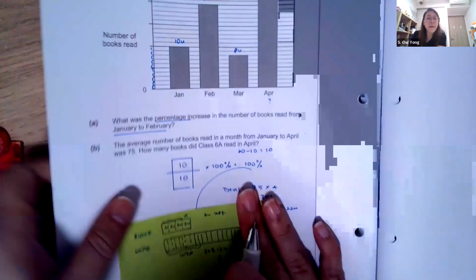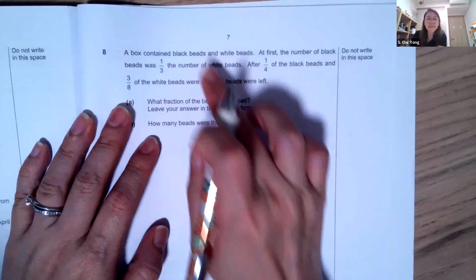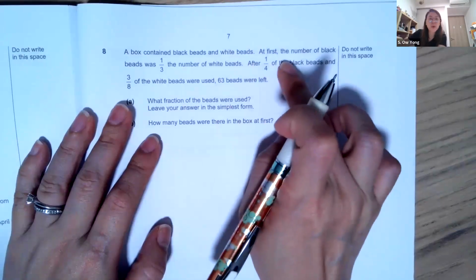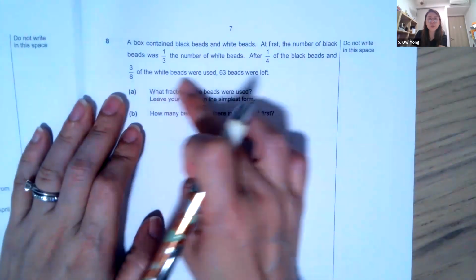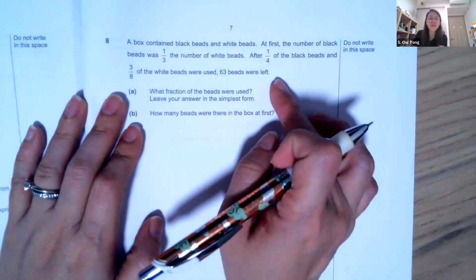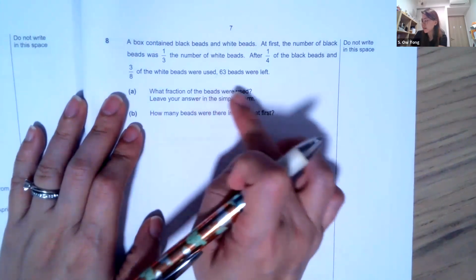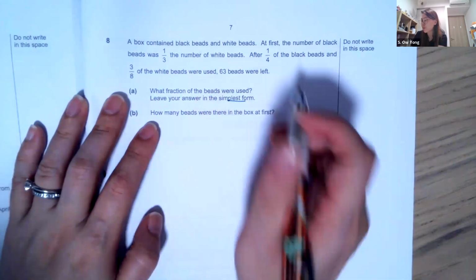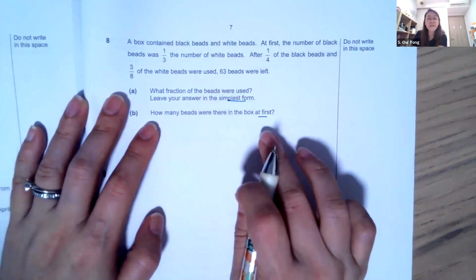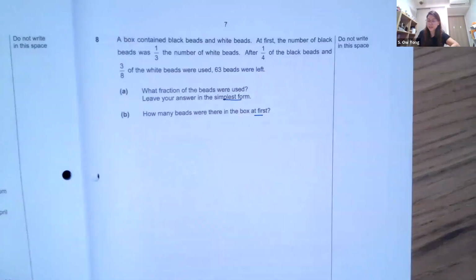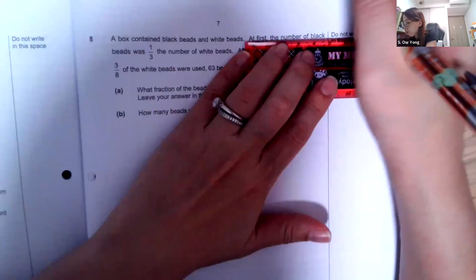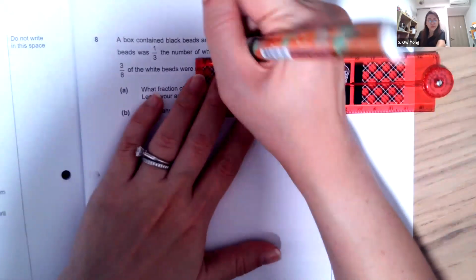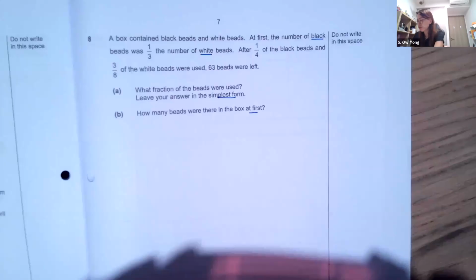A box contained black beads and white beads. At first, the number of black beads was 1/3 the number of white beads. After 1/4 of the black beads and 3/8 of the white beads were used, 63 beads were left. What fraction of the beads were used? Answer in simplest form. How many beads were there in the box at first? So take note now. Some of you say, wow, black beads. There are black beads and white beads. I'm going to use a model drawing to show you. You can use units as well.